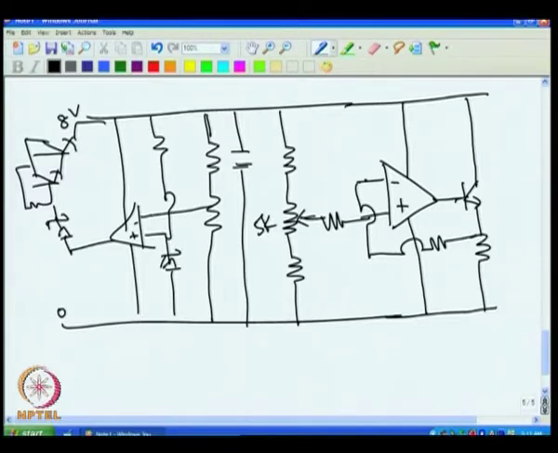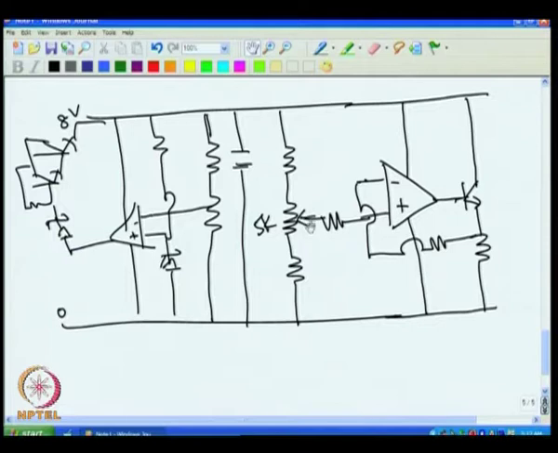Now, whatever current is flowing develops a voltage across this. If more current flows, you will get more voltage, and if the voltage is more, this voltage will come down, and then this current also will come down. Essentially our idea is that whatever voltage is there here, the same voltage will come here.